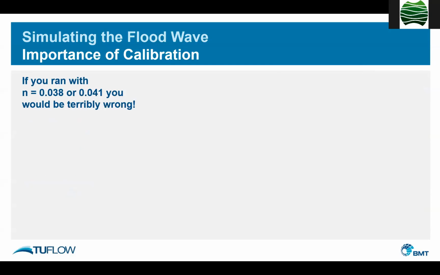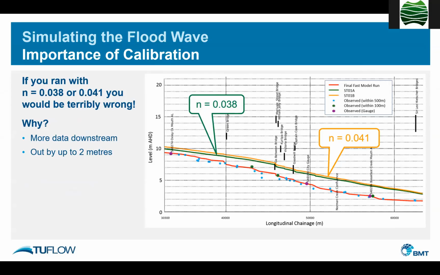Anyway, the interesting thing is if we didn't have any other data and we just set our model Manning's N to 0.038 or 0.041, somewhere around there, you'd be reasonably okay at that upstream gauge in terms of the peak. But in reality, you would be terribly wrong. And how do we know that? Well, there's a heap of data between the upstream gauge that I just showed before and down at the ocean.